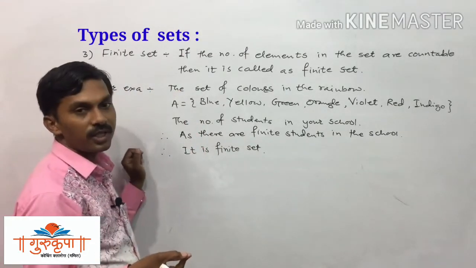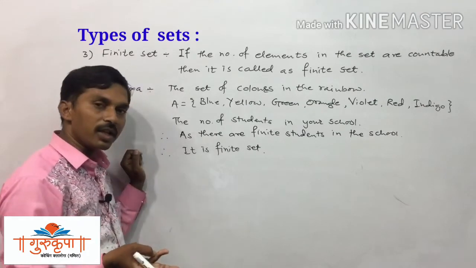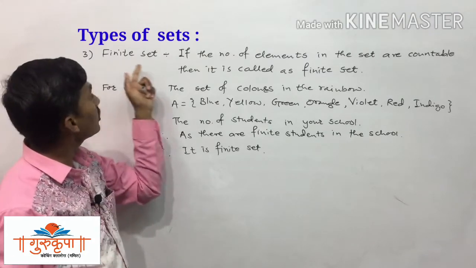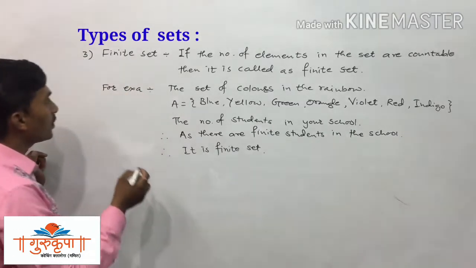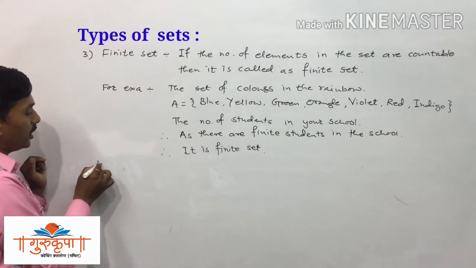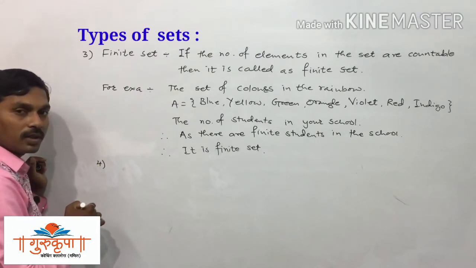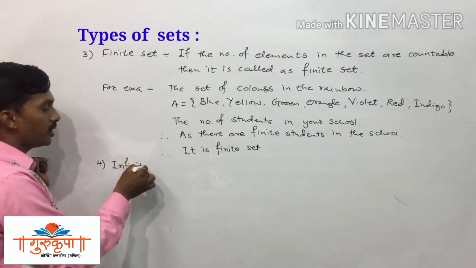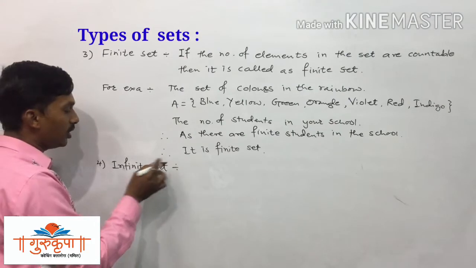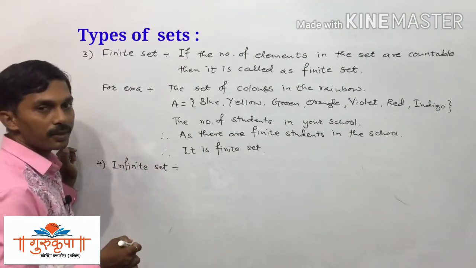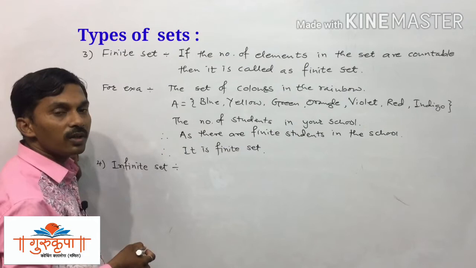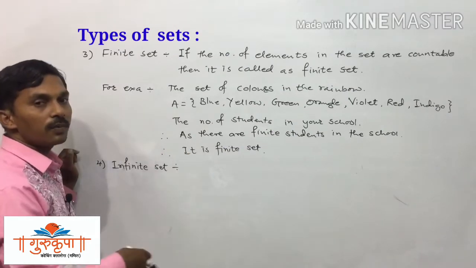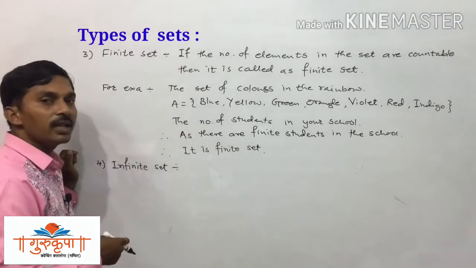We studied the first type, that is singleton set. We studied the second type, that is empty set, or it is also called null set. We studied the third type, that is finite set, and now we have the last but not least, that is the fourth type of set, and it is infinite set. And it is too easy. We have the meaning here in the word only, the first word, that is infinite. Infinite means uncountable. If we are unable to count the number of elements in the set, then it is called an infinite set.